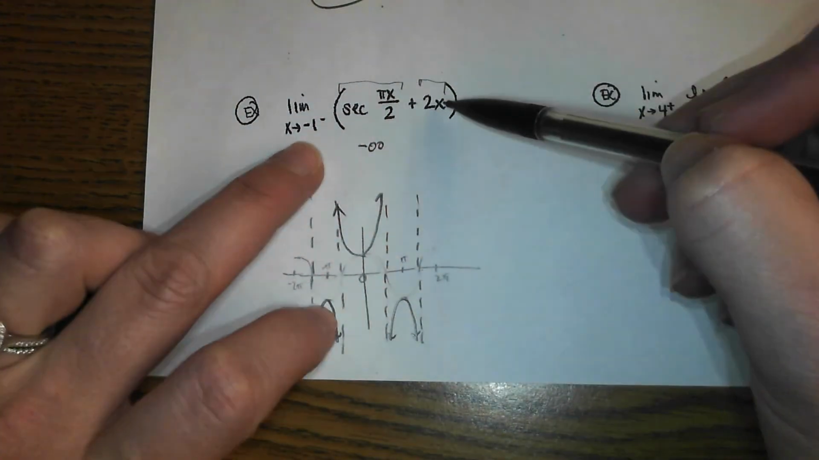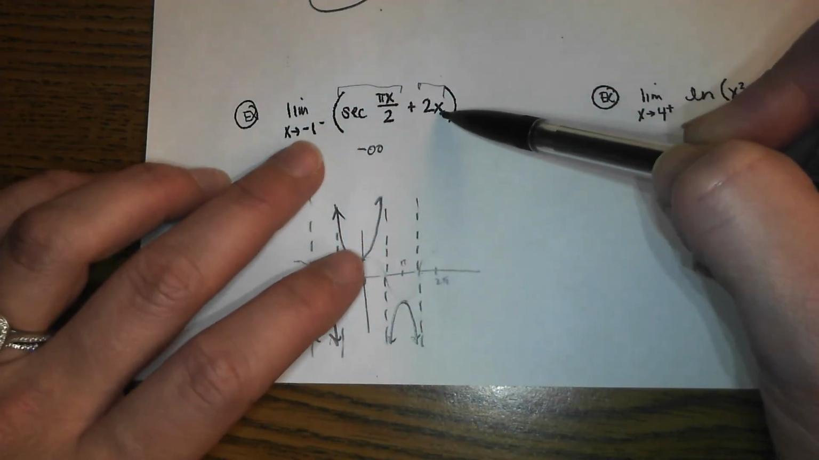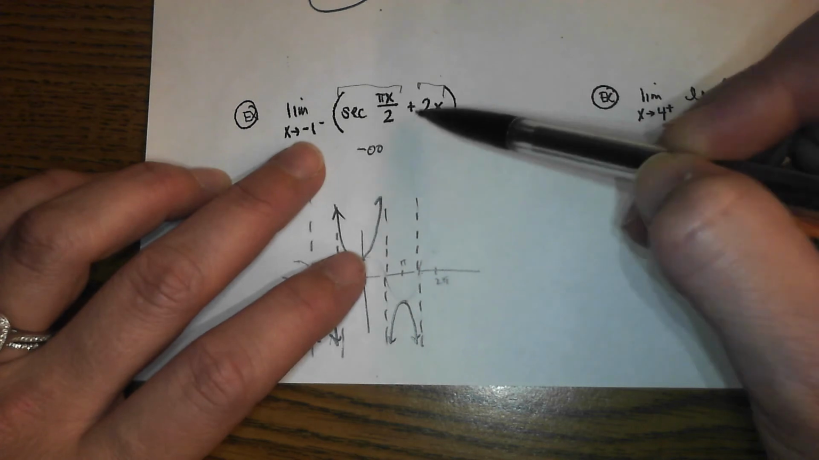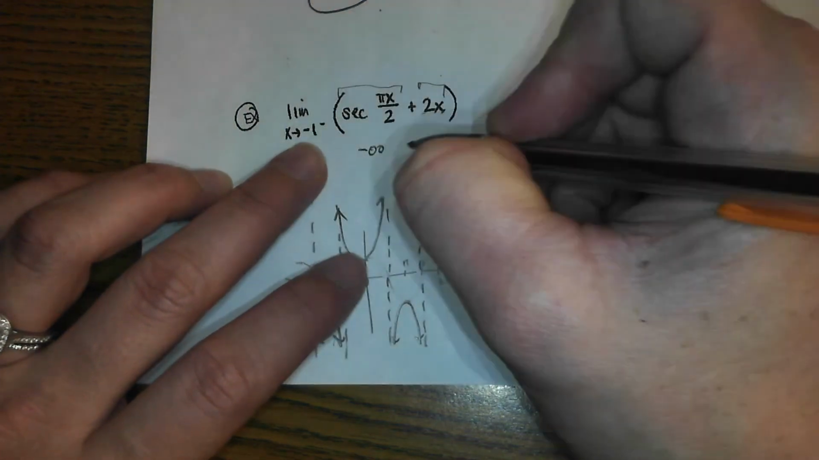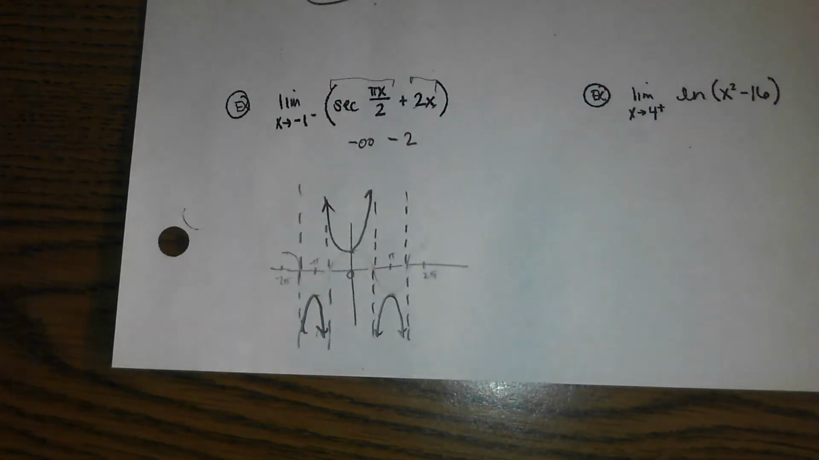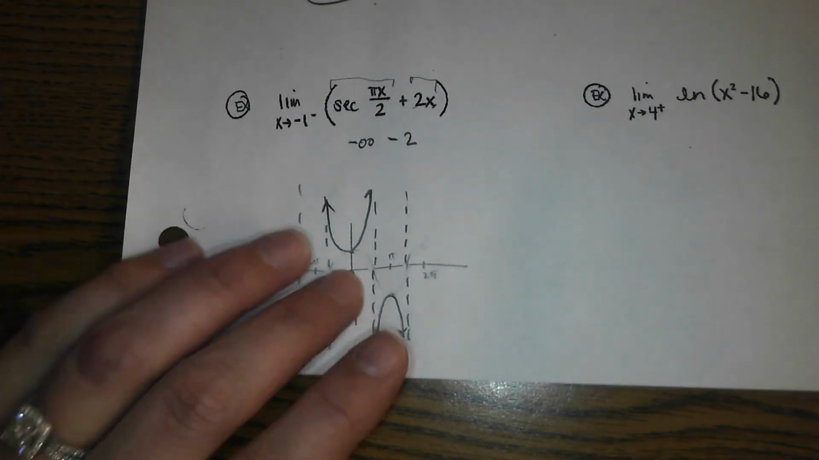And then whether you're approaching on a linear from the left or from the right certainly makes no difference. So we can just plug -1 into there. It'll give us -2. And guess what? Negative infinity minus 2 is still negative infinity. Capiche?